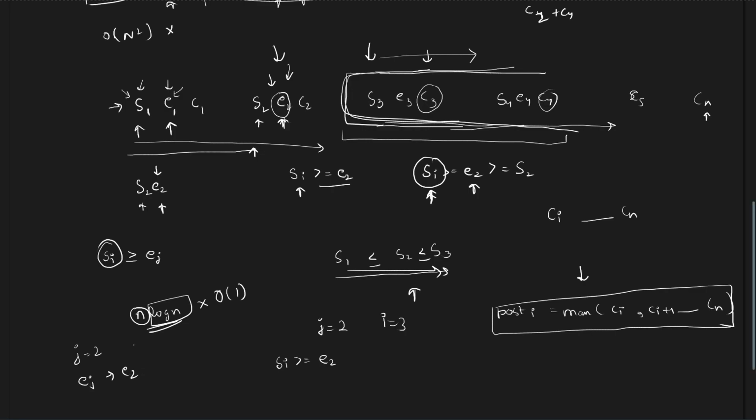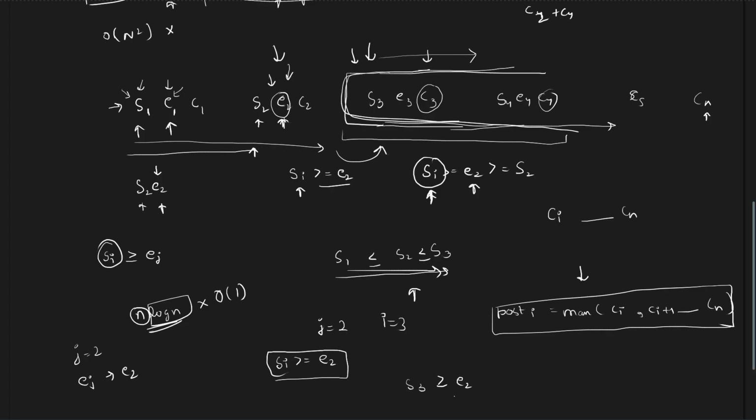Now if I want to find the next range, it will always lie to the right of it, right? So how do I effectively find the smallest index I such that S of I is greater than or equal to ej? Since all the values of S are sorted in increasing order, I can easily apply binary search on it to find the smallest such index. Let us take I to be 3, such that S3 is greater than or equal to E2.